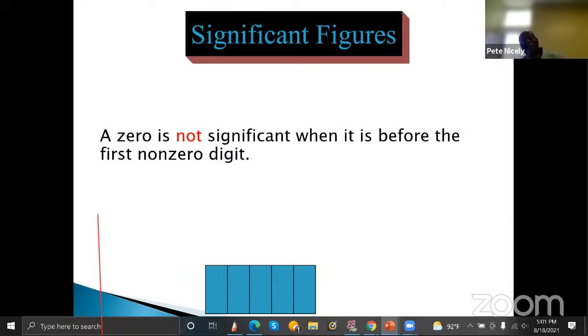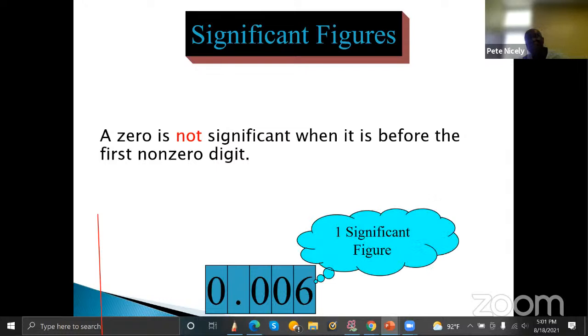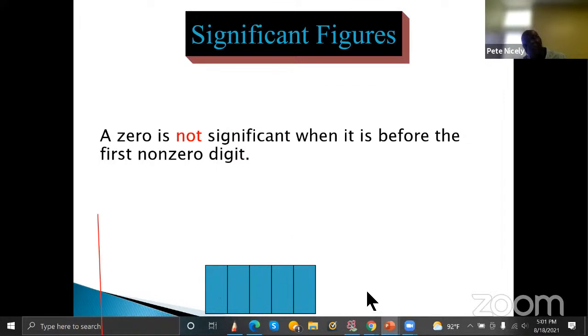Okay, the next rule has to deal with a situation where you have zeros appearing before the first non-zero digit. And according to this rule, in that situation, those zeros are not significant. So here is the first example of this. In this case here, you have 3 zeros before the first non-zero digit, right? So therefore, according to this rule, these 3 zeros are not significant, which means that this is the only significant digit represented in this number, all right? Here's another example.